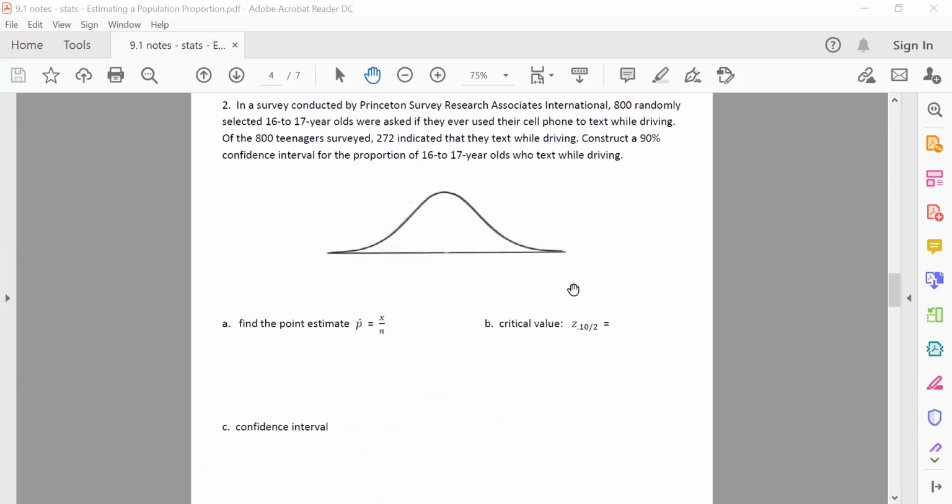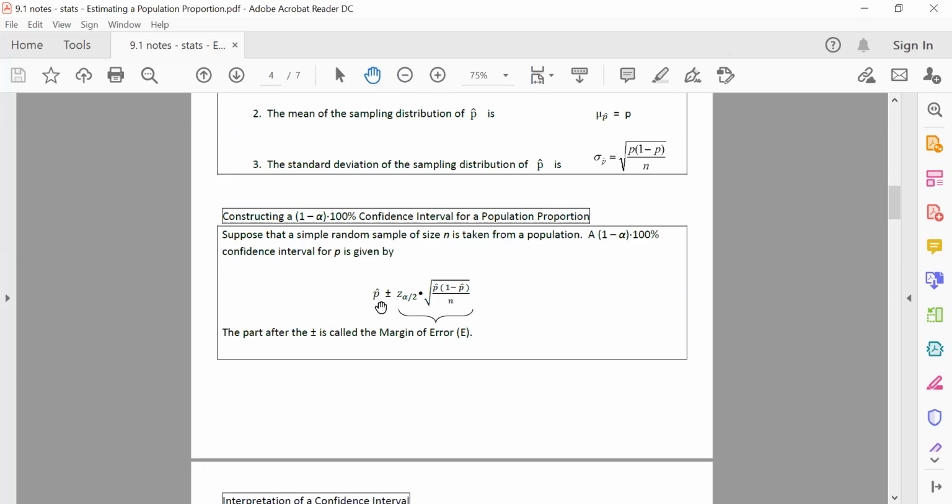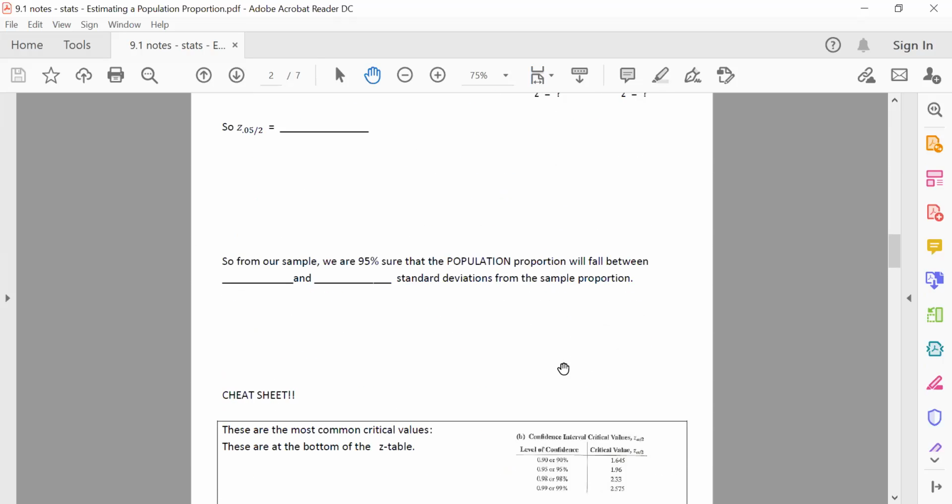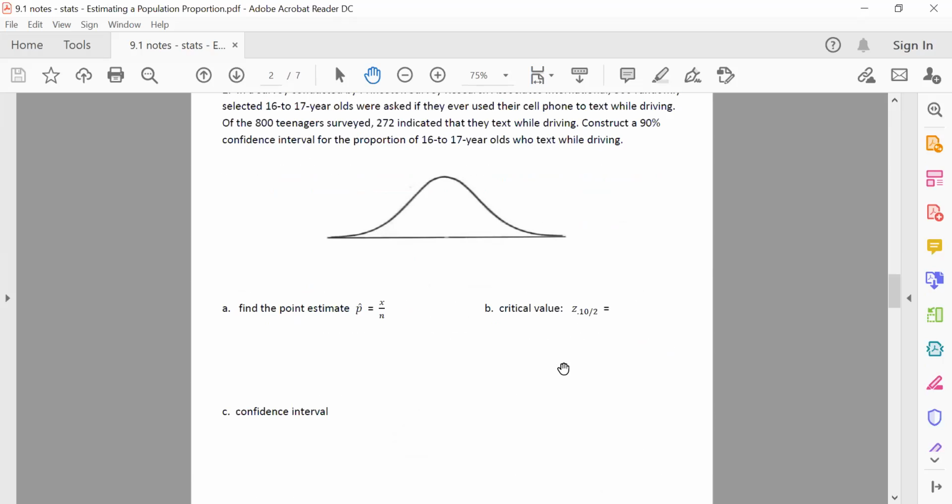Okay, so let's do a bird's eye view here. Let's walk this out. P hat. So remember, here's our formula. It's all the way back up here. We need to know what P hat is. That's just the sample proportion. That's easy. We need to know what the Z-score is. We've already found that from our little cheat sheet. And then we just need to know N is the sample size, 800 in this case.